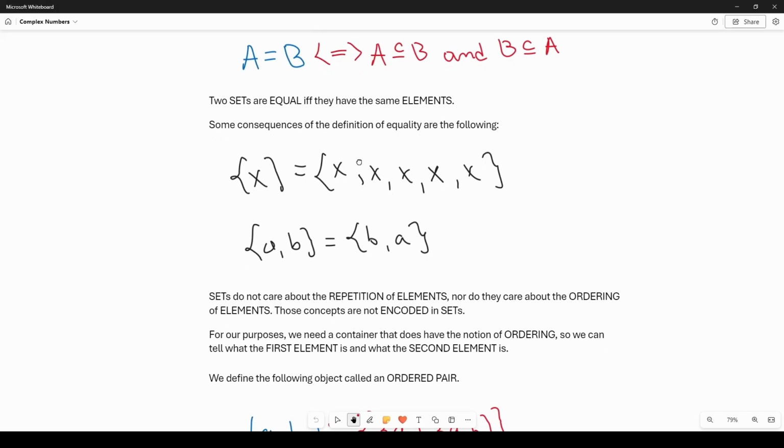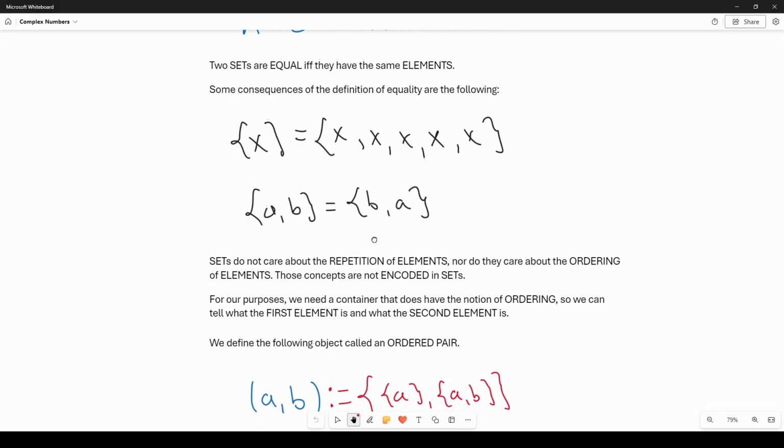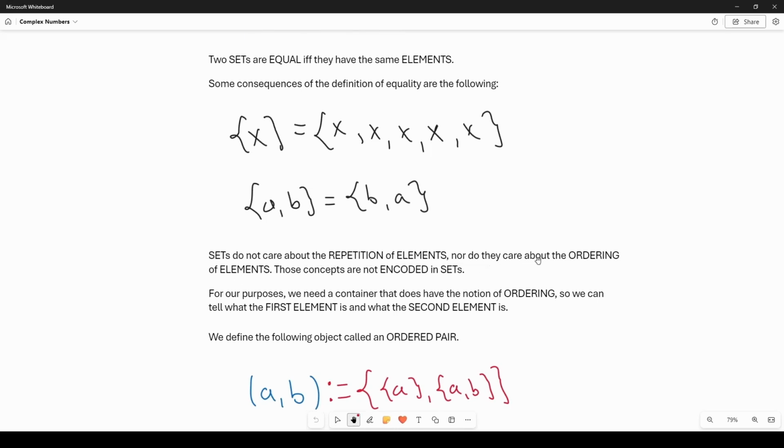So some consequences of the definition of equality are the following. Here we have what seem to be two different sets, a set containing x once and a set containing x 5 times. But due to the definition of equality, they have the same elements, namely x, so these two sets are equal. Also, the set containing A, B is equal to the set containing B, A. So, as we can see, sets do not care about repetition of elements, nor do they care about the ordering of elements. Those concepts are not encoded in sets.